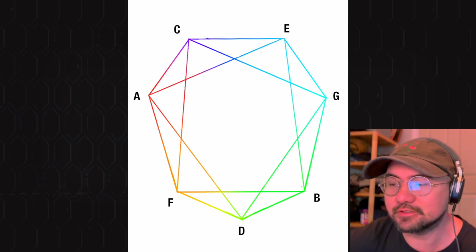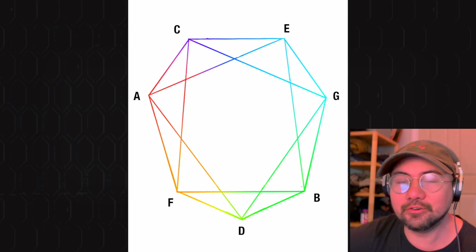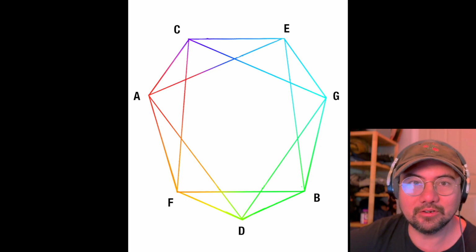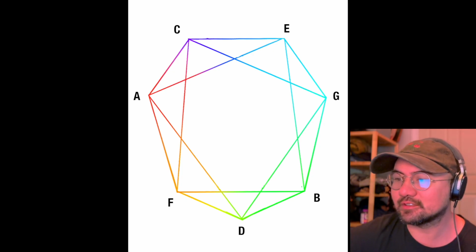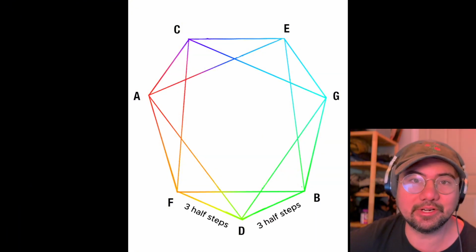Now, what about key changes? You'll notice that the 7th note, the B in this case, the B diminished chord, is made up of 3 half steps and 3 half steps.